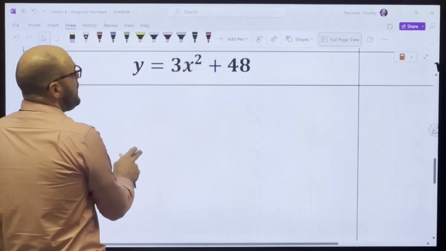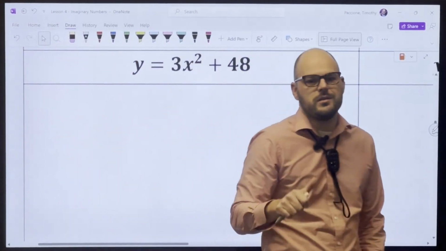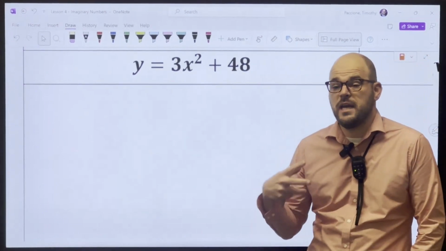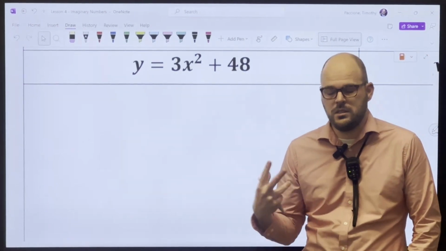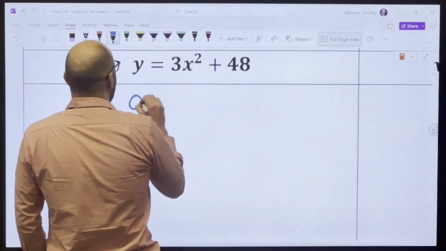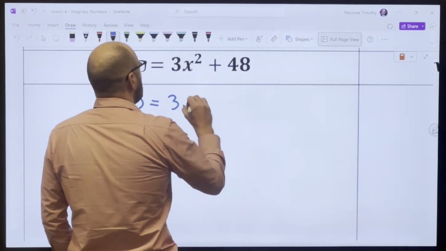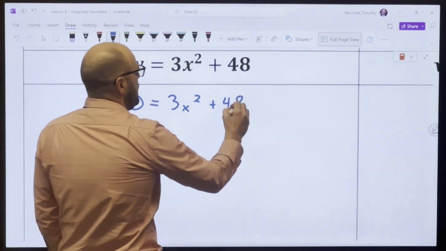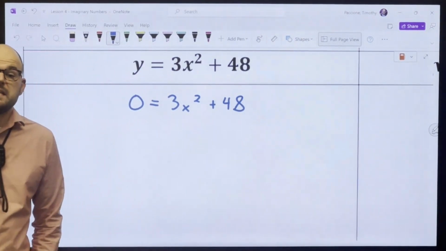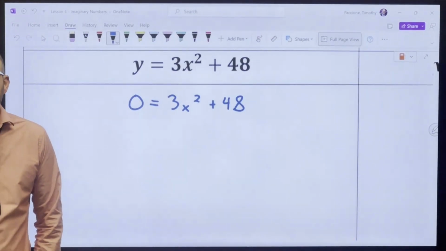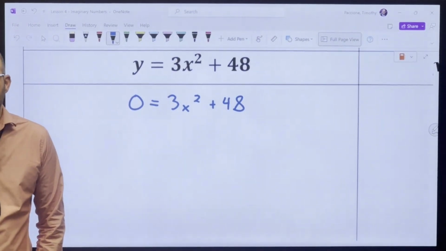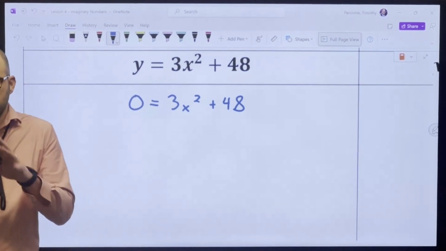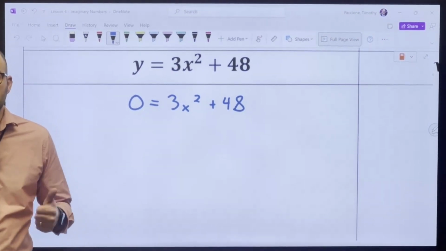All right, so with any of these problems, whether you're in standard form, intercept form, vertex form, whatever, the first step is you set y equal to what? 0, right? So 0 equals 3x squared plus 48. And then I notice, oh, I'm missing my bx term. When I'm missing my bx term, I can solve by square rooting, right? I don't have to do factoring and then pull it apart or anything like that. I solve by square rooting.